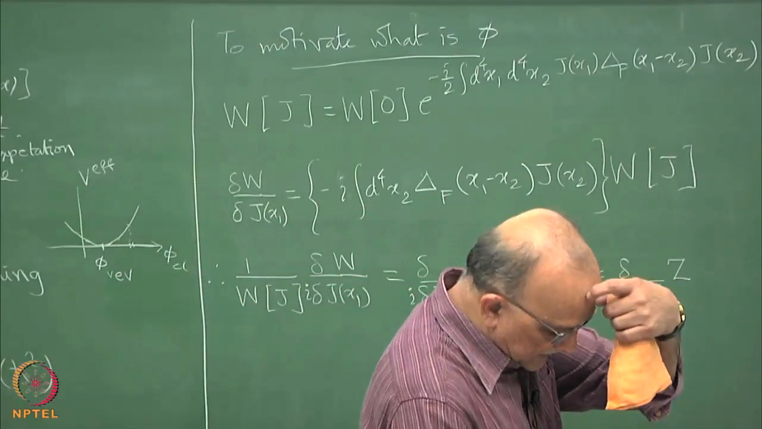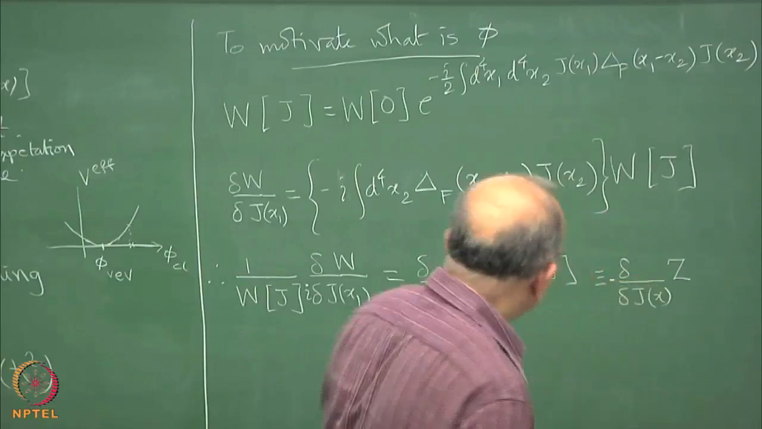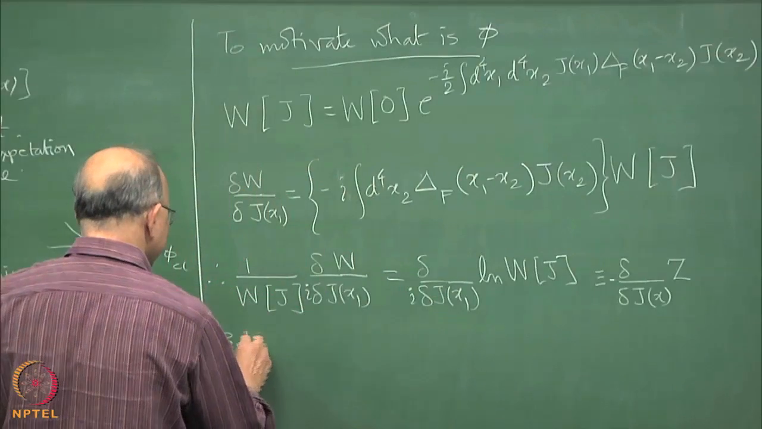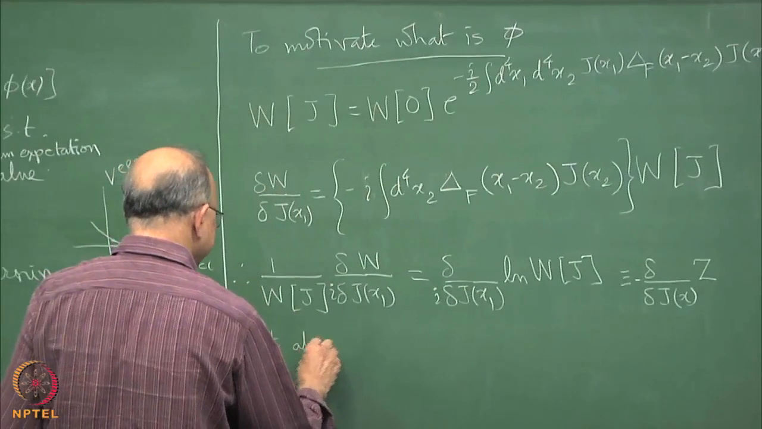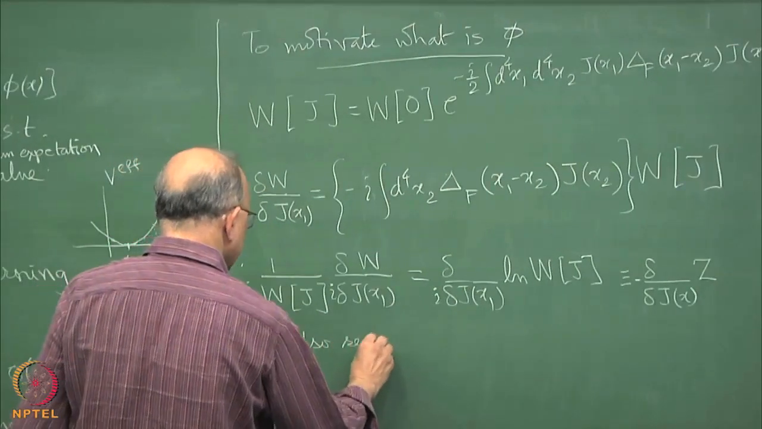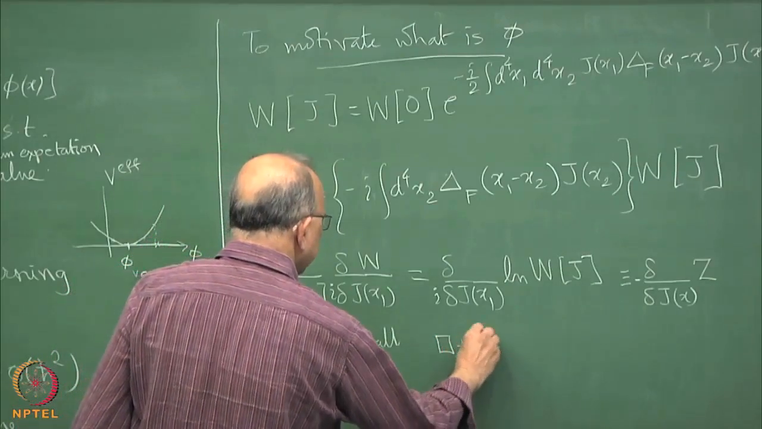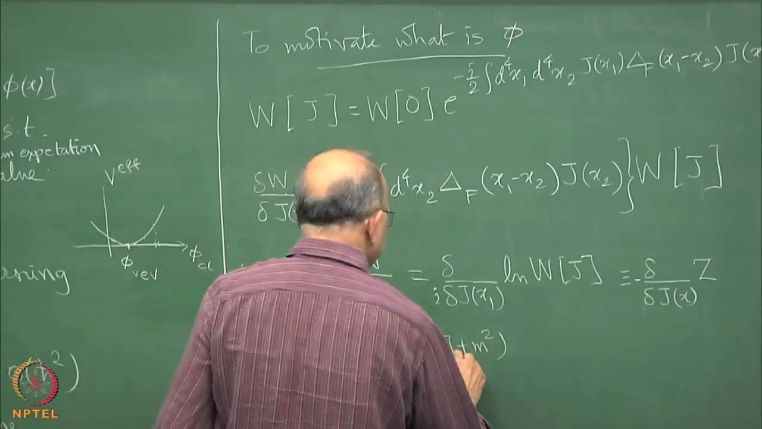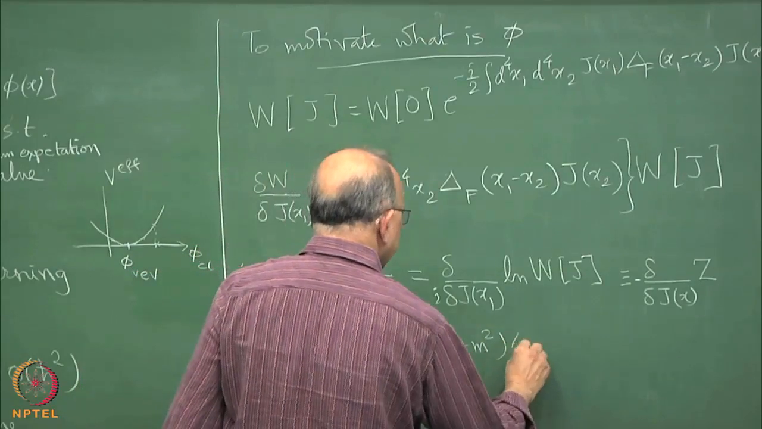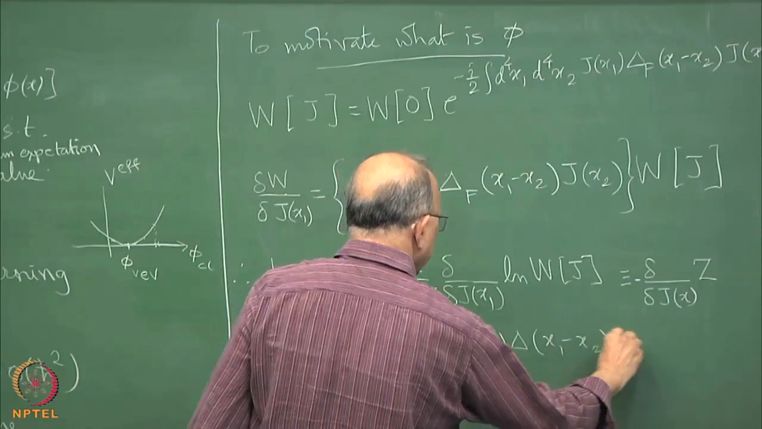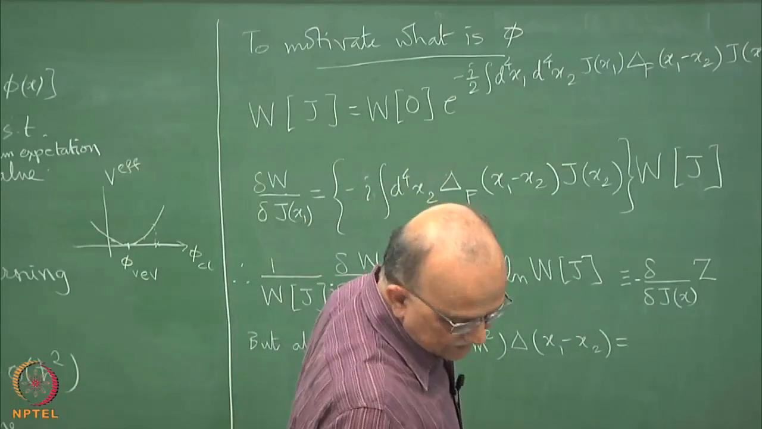But now we note that box plus m squared acting on delta was equal to minus delta 4.